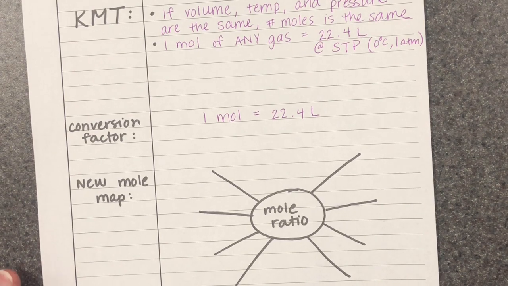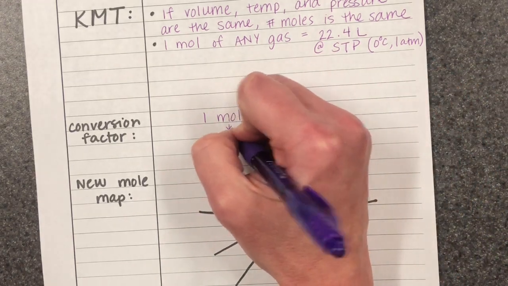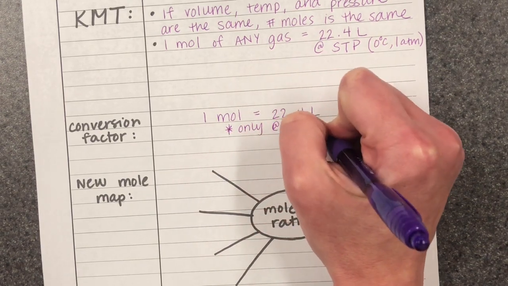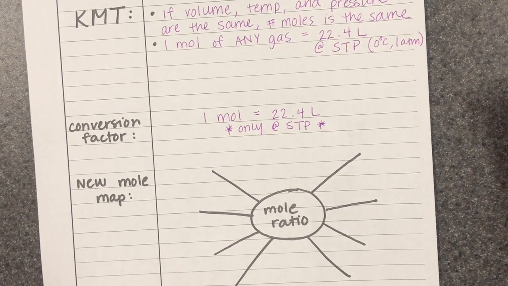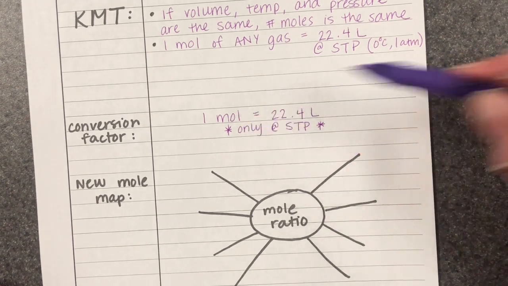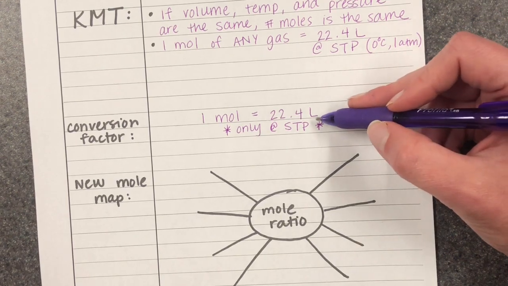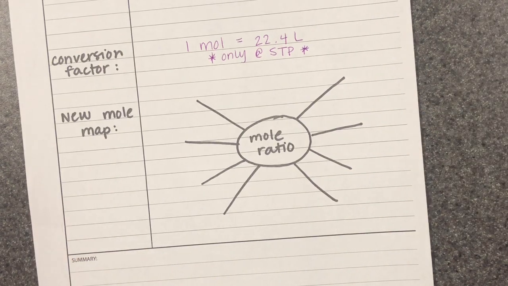Now, we have to be very careful with this. The reason we have to be very careful is that that is not going to be true if we change the temperature or pressure, right? If I increase the temperature, then that's going to increase the volume. That was Charles's law. If I increase the pressure, that's going to decrease the volume. That was Boyle's law. And so only under those standard conditions is a mole of gas going to be equal to 22.4 liters. But if the gas is at STP, then this conversion factor can be used. Okay.